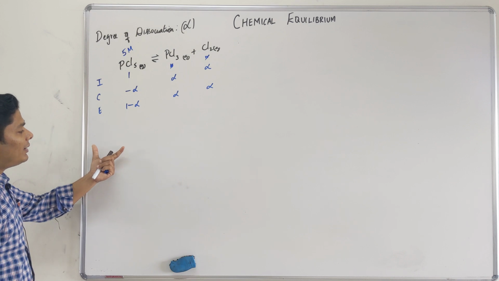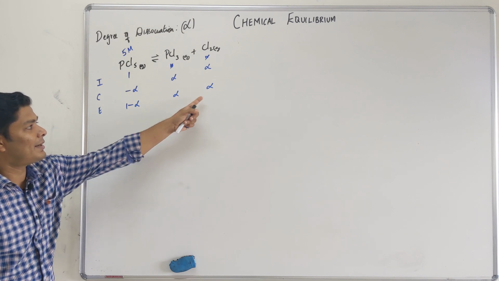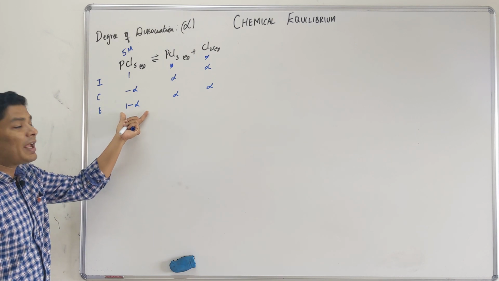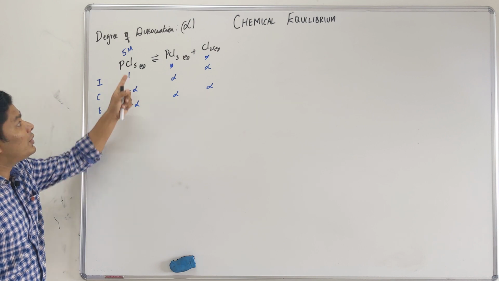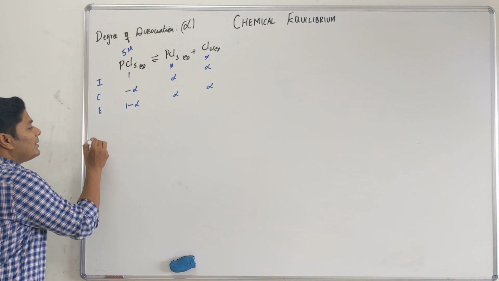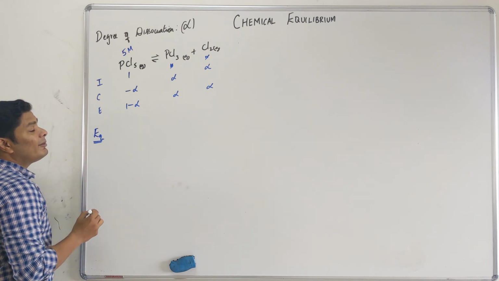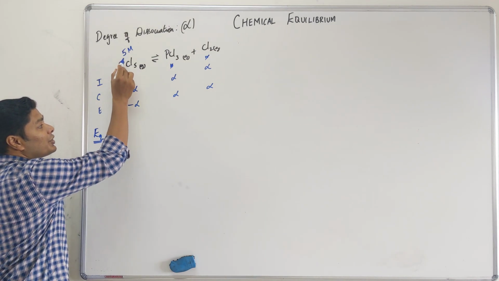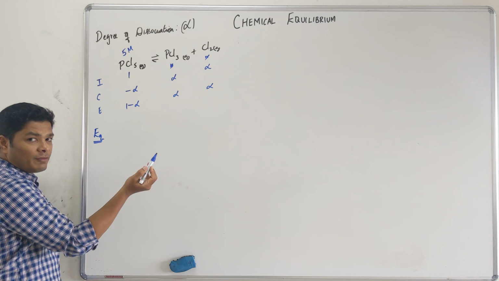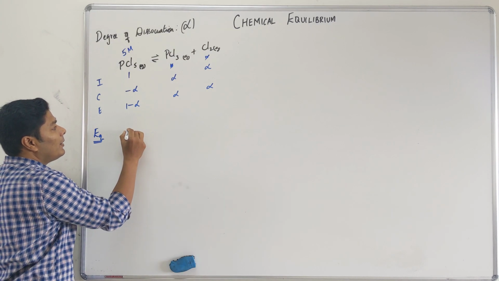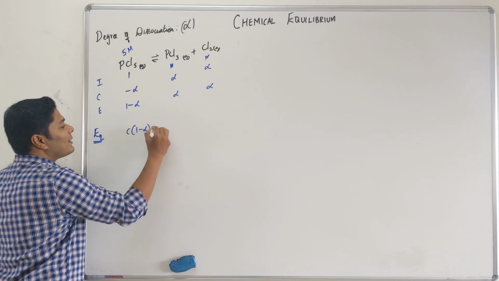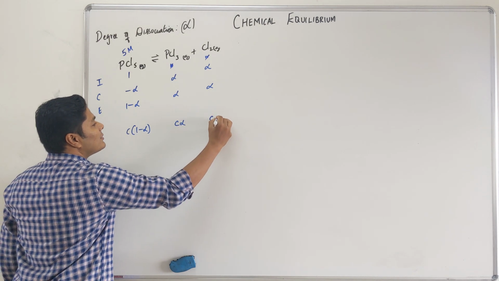You cannot directly write k equals this times this divided by this. These are fractions. Okay, the actual amount is this. So finally, the one that you want to write in equilibrium is basically either the concentration given times this or pressure will be given times this. Here concentration is given. So C into 1 minus alpha, C into alpha, C into alpha.